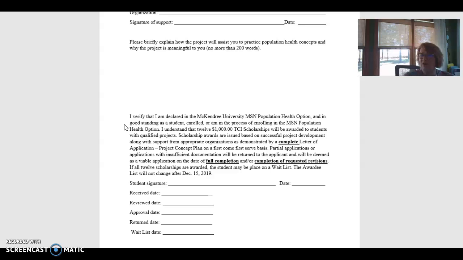But I strongly encourage you, as one of our population health students, to really capitalize on this wonderful benefit that the Telegen Community Initiative has really afforded us through the grant. And they've really embraced our program because it's very innovative and new. So this is kind of a one-time perk, and I really hope that you do take advantage of it.